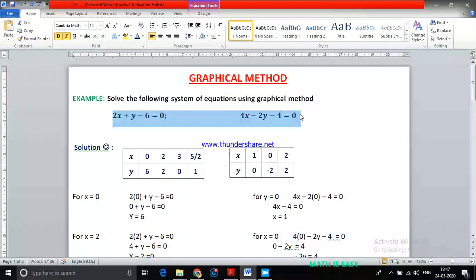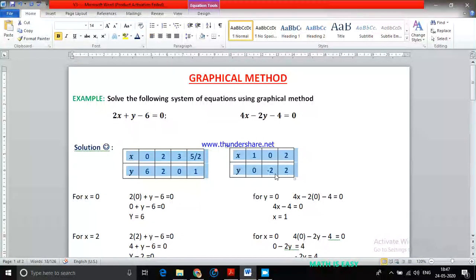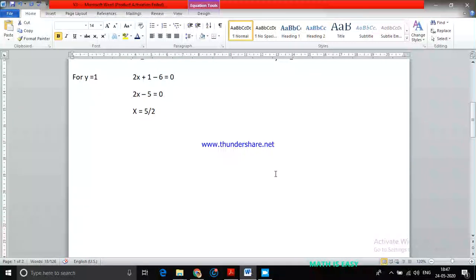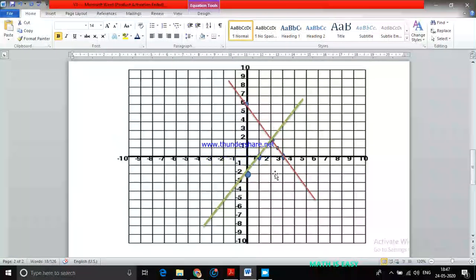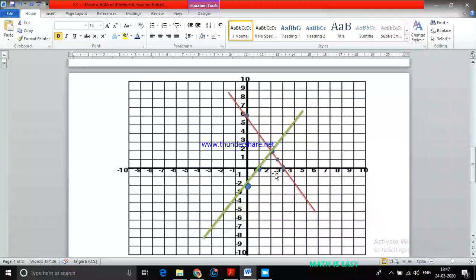Once you have got the rough idea, you start this process of getting x values, y values. Once you got it, then represent it on the graph. Then you can cross check whether you have drawn it correctly or wrong. Okay. So this is the process of solving by the graphical method.